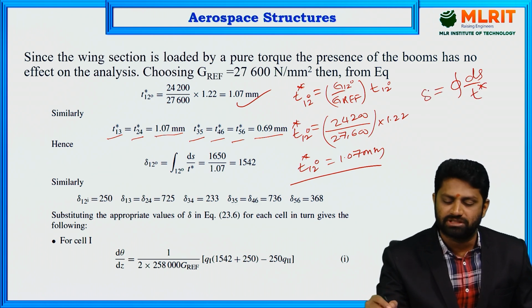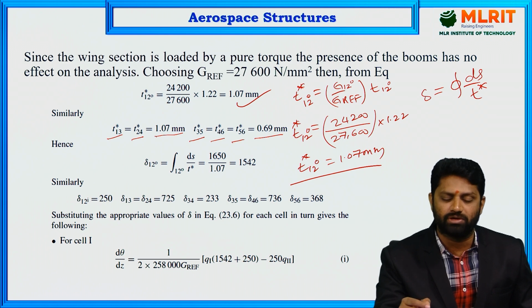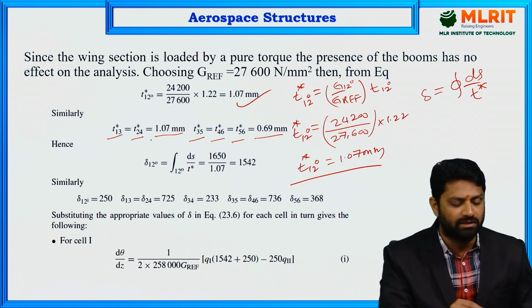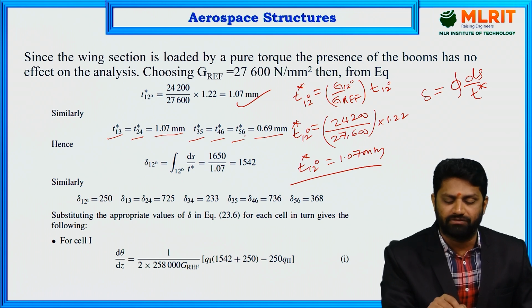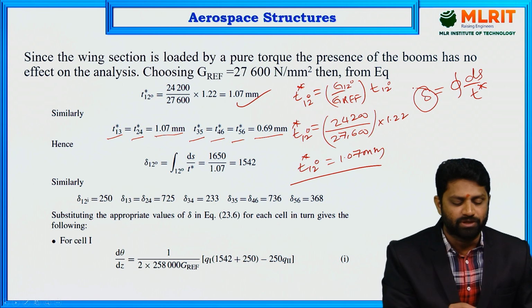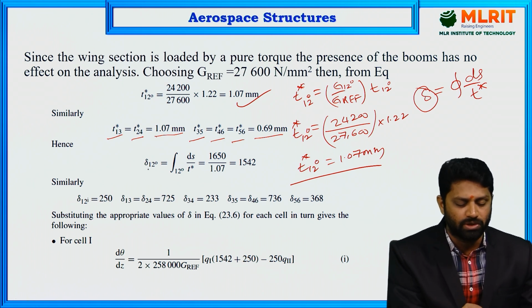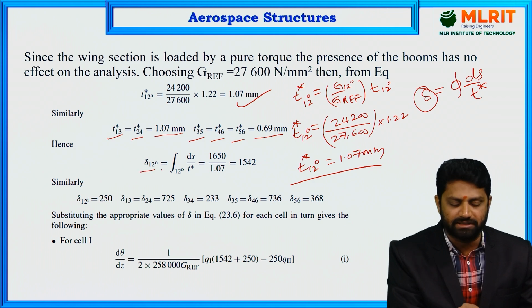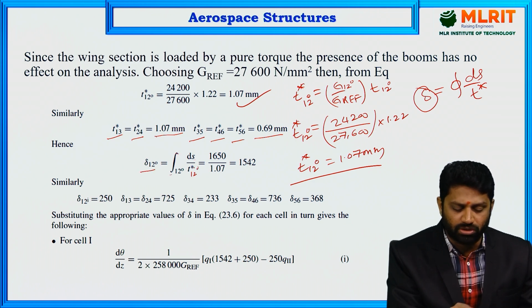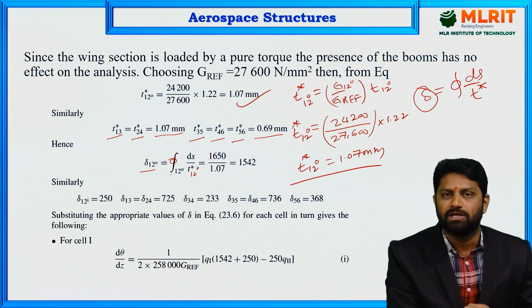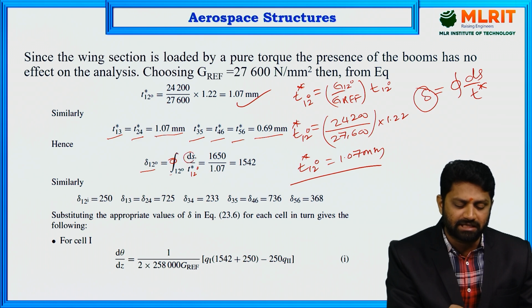Similarly, like how we calculated the modulus weighted thickness for all the walls, that is 1-2 outer, and then 1-3, 2-4, 3-5, 4-6 and 5-6, we try to calculate delta for all the walls. Let's calculate first for the first wall, the outer wall 1-2. So delta 1-2 outer equals the cyclic integral of ds by T star of 1-2 outer. Since this is a cyclic integral, ds is nothing but the wall length.